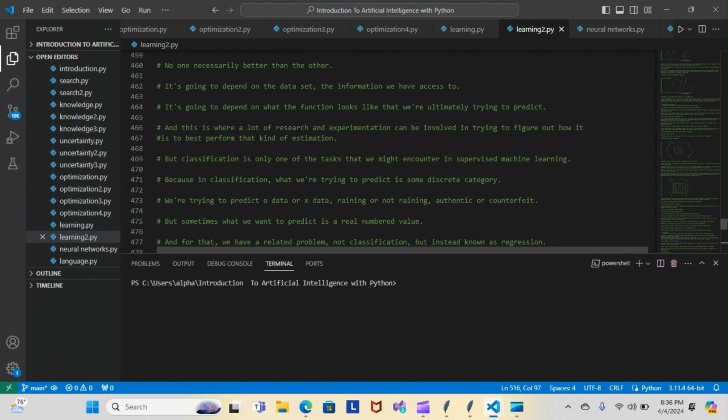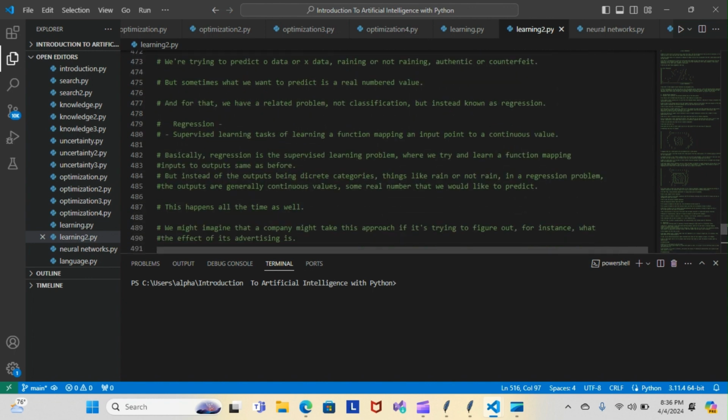But classification is only one of the tasks that we might encounter in supervised machine learning, because in classification, what we're trying to predict is some discrete category. We're trying to predict a zero or one, O data point or X data point, raining or not raining, authentic or counterfeit. But sometimes what we want to predict is a real numbered value. And for that, we have a related problem, not classification, but instead known as regression.